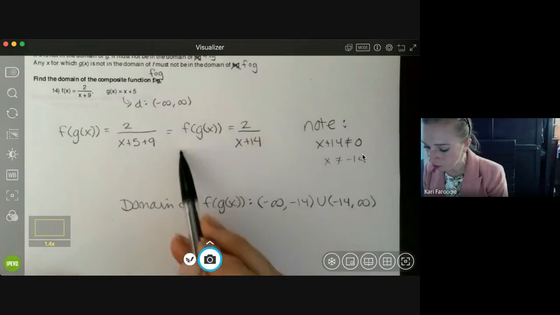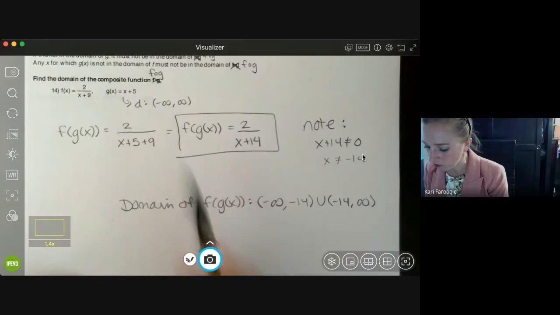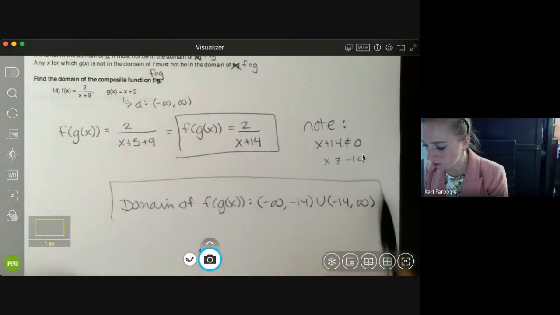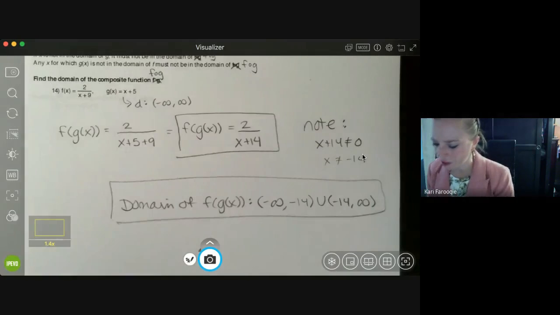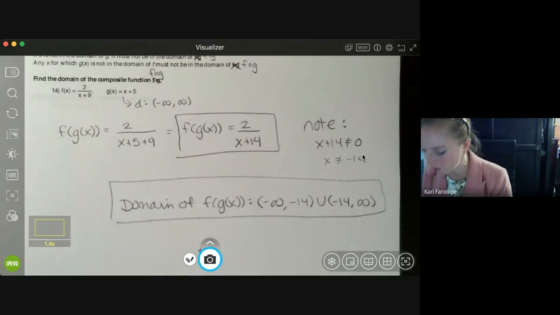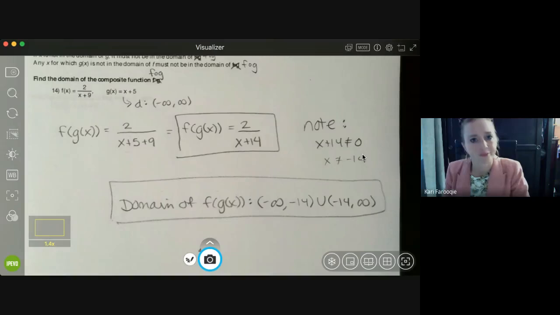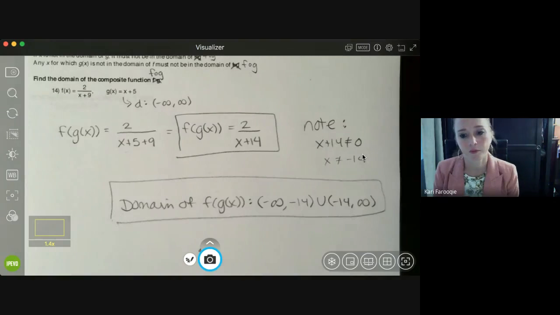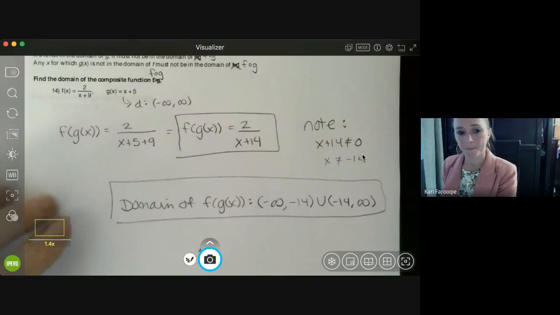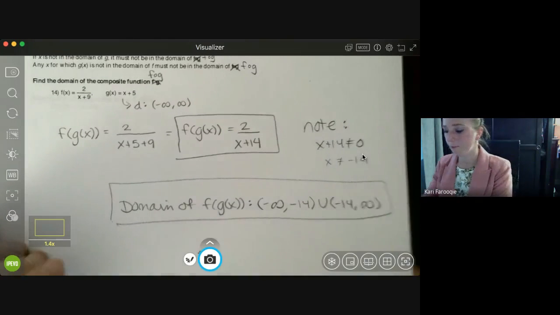So we found the composite function. That was one of the things we had to do. And then we found the domain of the composite function. Well, I guess technically I didn't explicitly say find the composite function, but you kind of have to find it. Are there any questions on number 14? Okay.